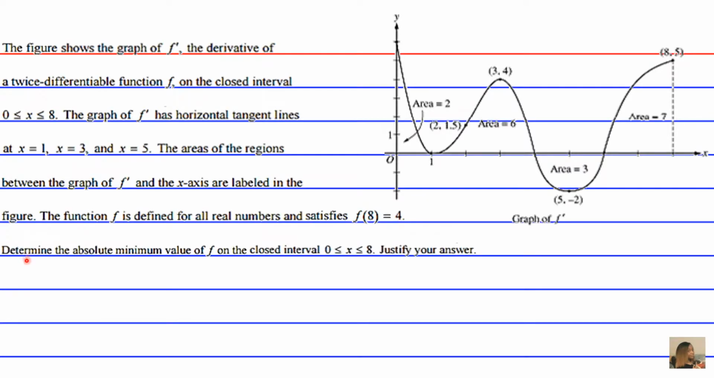Our task is to determine the absolute minimum value of f on the closed interval that includes x and the endpoints 0 and 8, and then we are to justify our answer. Okay?